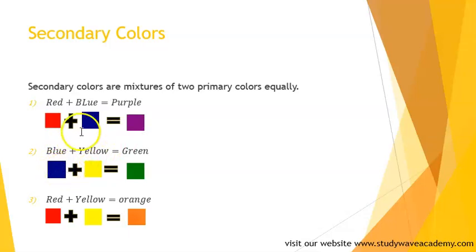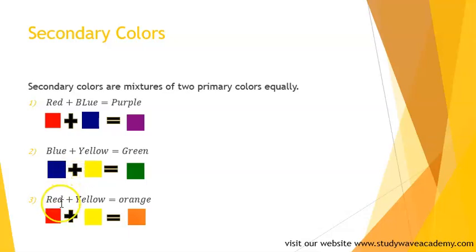And we have blue and yellow, which will give us green. Mixing two primary colors will give you secondary colors. So if you mix blue and yellow together, you have green. So green is a secondary color because you mixed two primary colors, blue and yellow, together. Do we understand that?